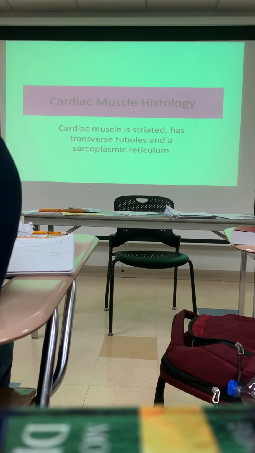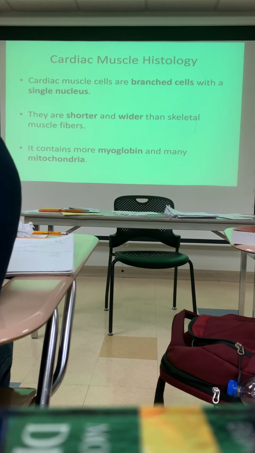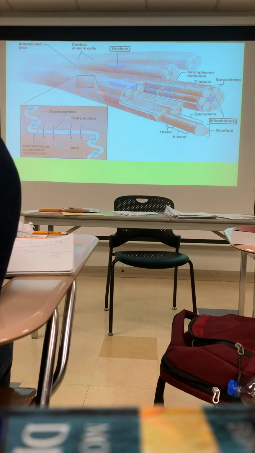It is easy for you because we studied very hard the muscle contraction and the muscle structure in the skeletal muscle. There's just a little difference. For example, cardiac cells are branched, shorter and wider. They have myoglobin, the cells have many more mitochondria, and they have intercalated discs. That's the difference between your muscle tissues, right?